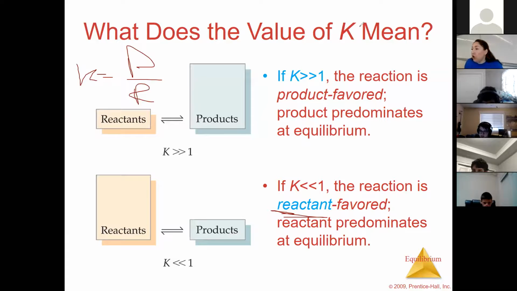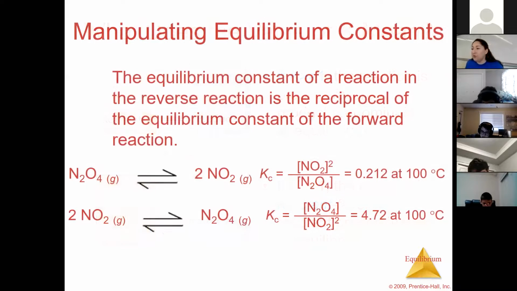And so the homework is you'll be writing your K expression, products over reactants, plugging in the stuff at equilibrium, and talking about whether products or reactants are favored. Something you'll see in your sample problems, there's a sample problem where you have to rearrange these things kind of like Hess's law style.